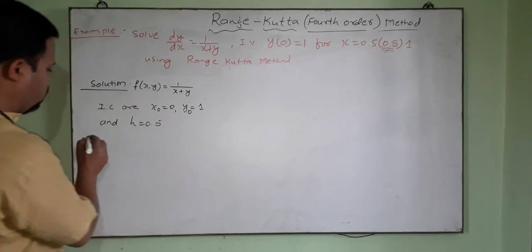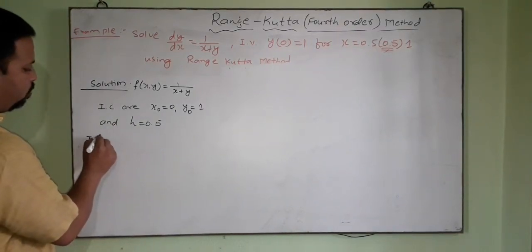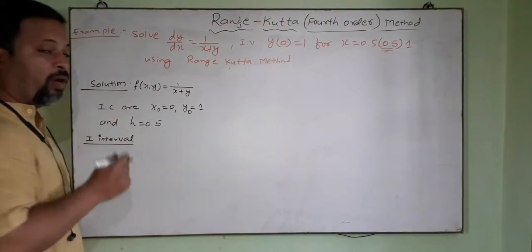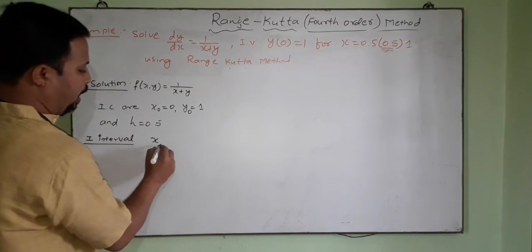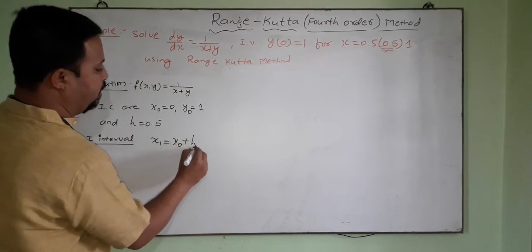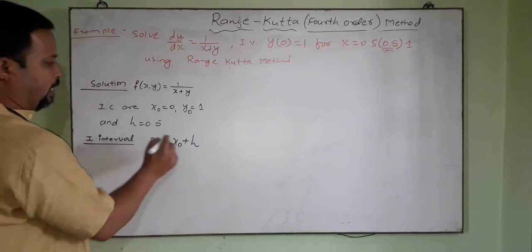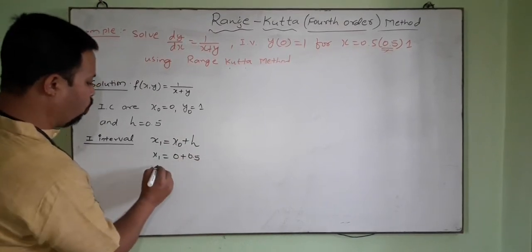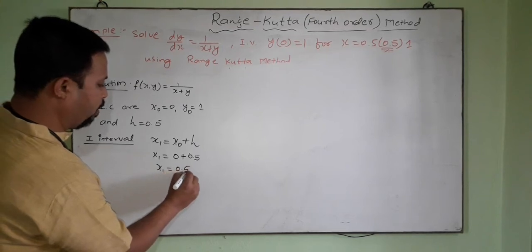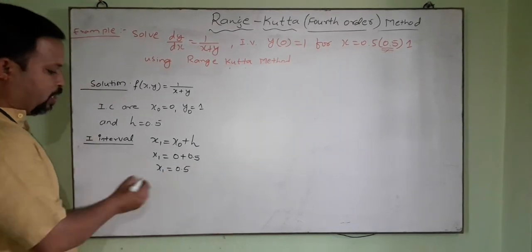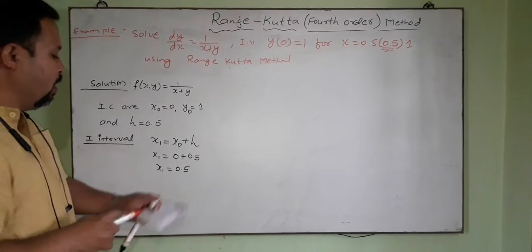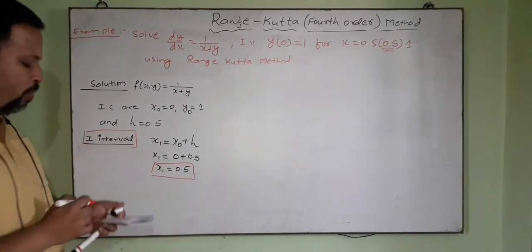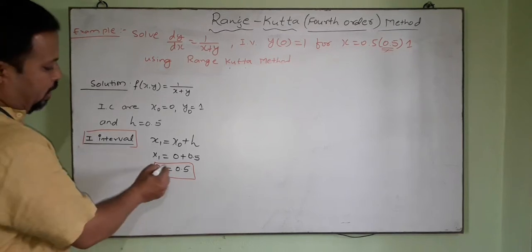So now for the first interval, at x is equal to 0.5 we have to find, and that x1 is given by x naught plus h. x1 is equal to x naught value, here x naught value is 0, plus h value 0.5. Therefore x1 is equal to 0.5, that is in the first interval at x1.